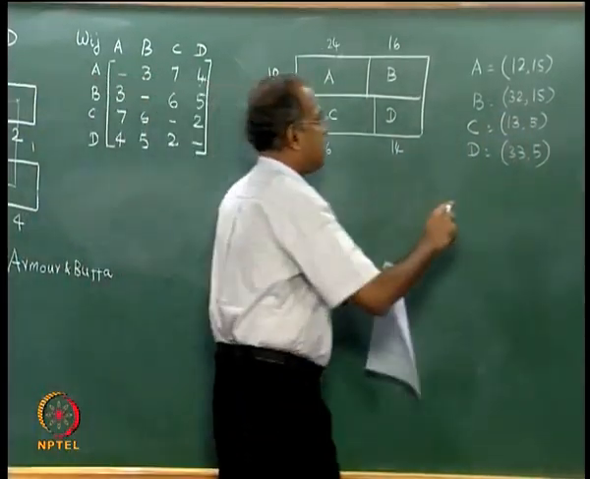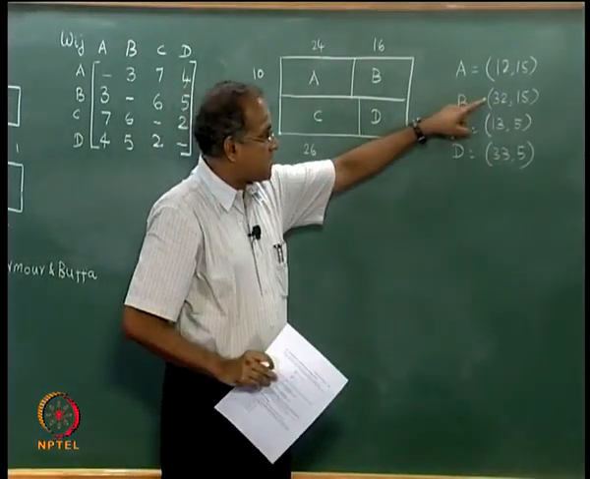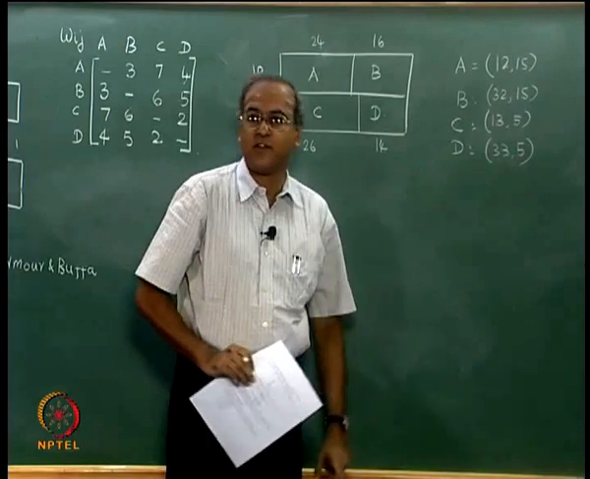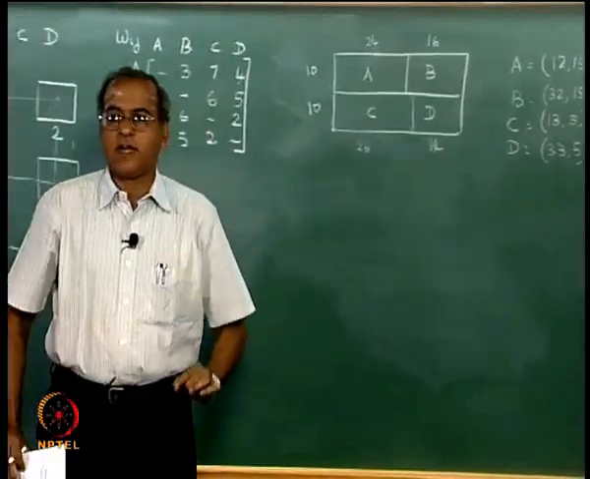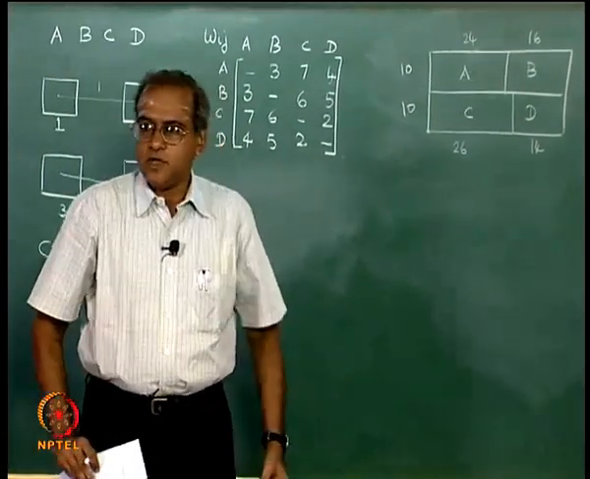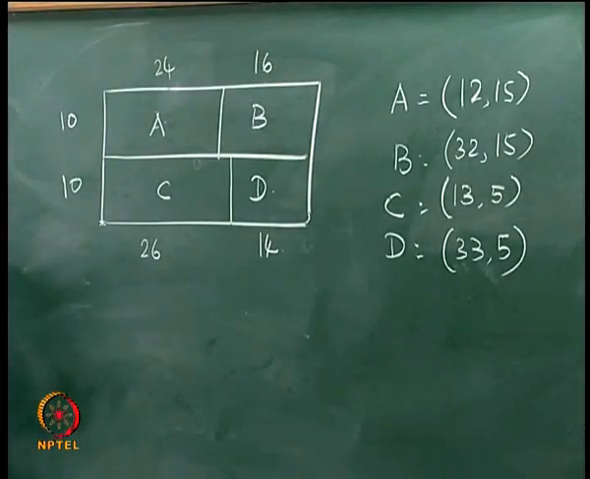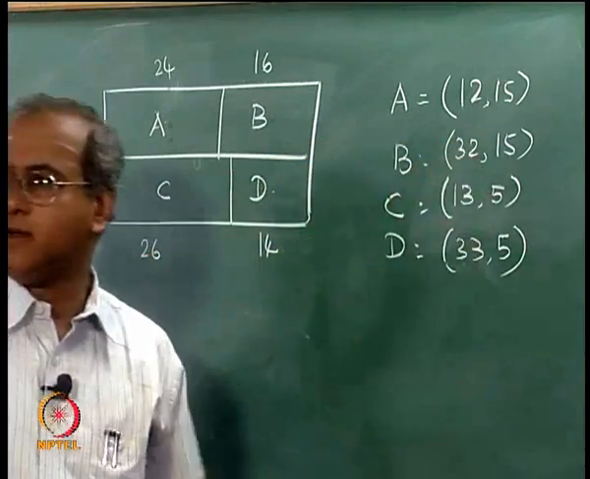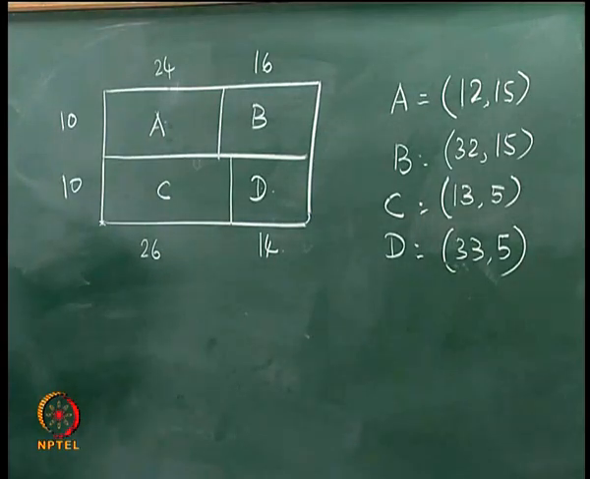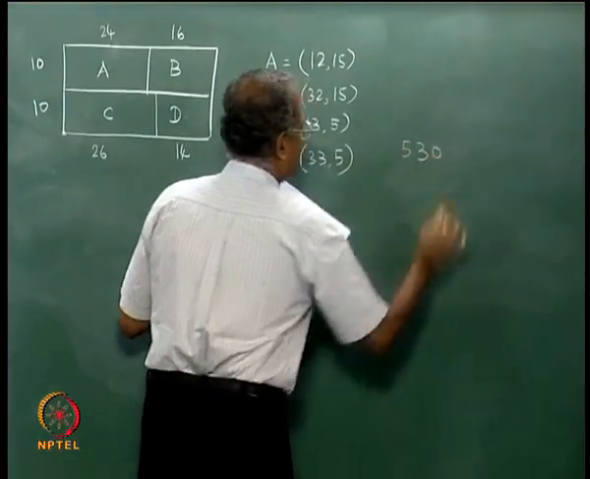Now, the distance between, for example, this and this will be the absolute value of 32 minus 33, which is 1, plus the absolute value of 15 minus 5, which is 10. So, it is taken as 11. Right through, rectangular distances are used; Euclidean distances are not used. So, the distance between the centroids of B and D will be 1 plus 10, which is 11. So, W into D for a given layout can be calculated, and this comes to about 530 for the given layout.